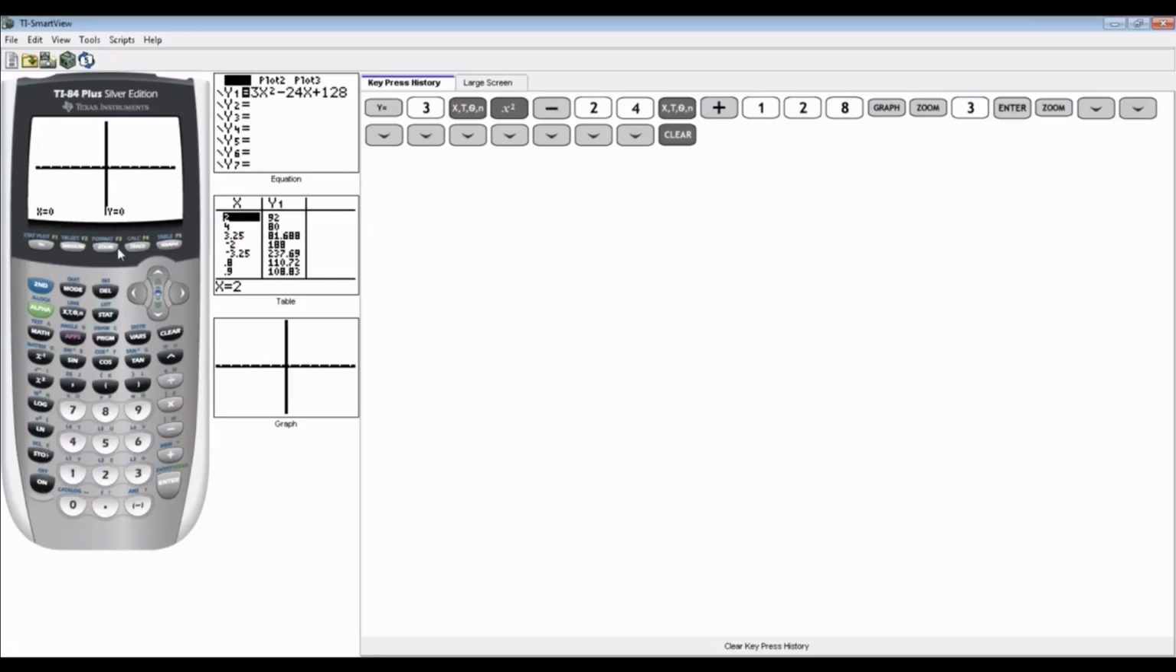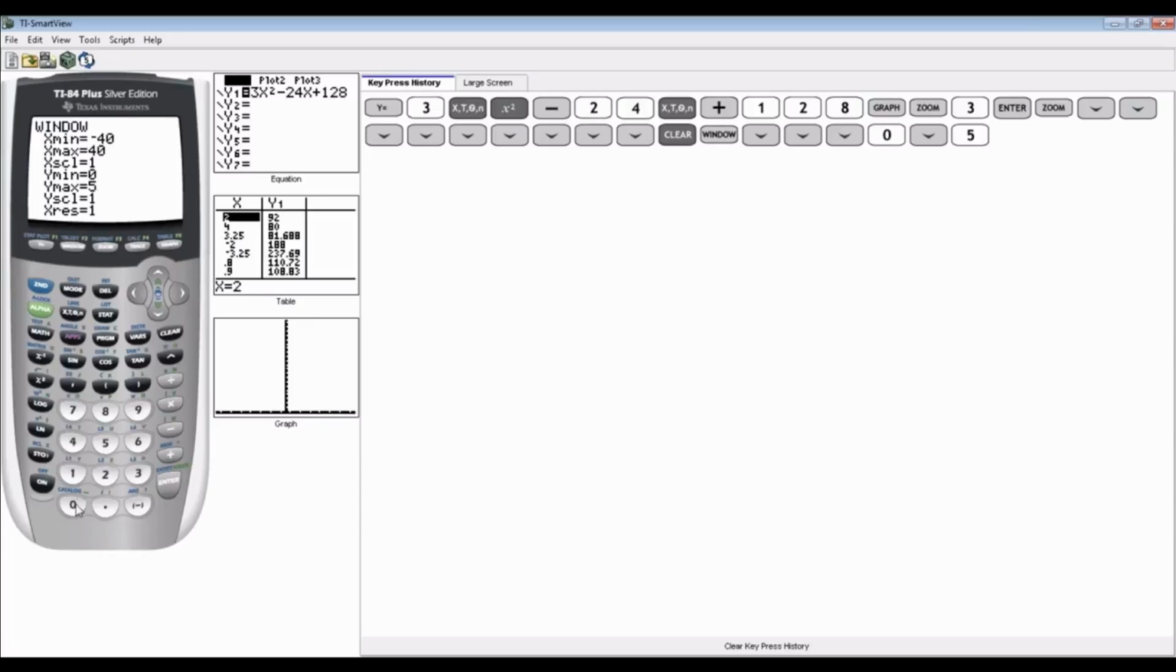So we're trying to figure out what our window should look like. If we pay attention to the table that we have here, your x values are low, but look at how big your y values are. So let's go to our window and let's adjust our y values. We don't need the negative number, so we'll start with a y minimum of 0 and then a y maximum of, let's put 500, just to make sure we have it all in the graph. Let's see what we have now. Okay, so now we can see our parabola.